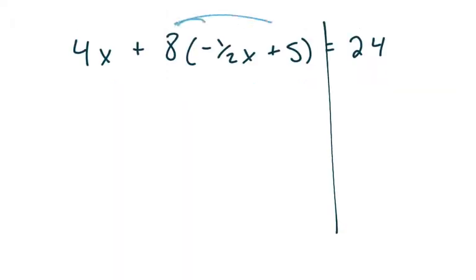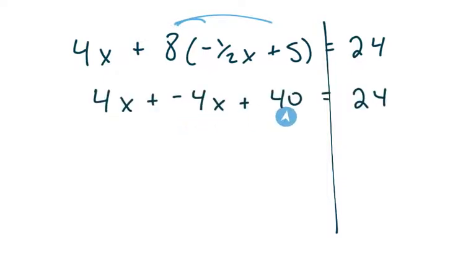You want to start by distributing that 8 to each of these terms on the inside. This is what you're left with. You get negative 4x plus 40. Now you need to combine your like terms. 4x and negative 4x are like terms, and they combine to make 0. So I can cross those out, and I'm left with 40 equals 24.